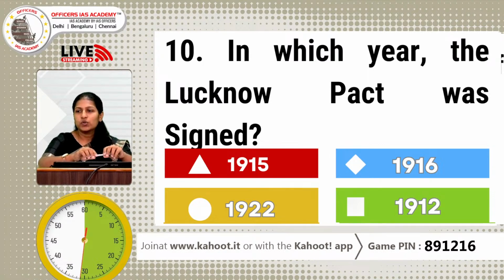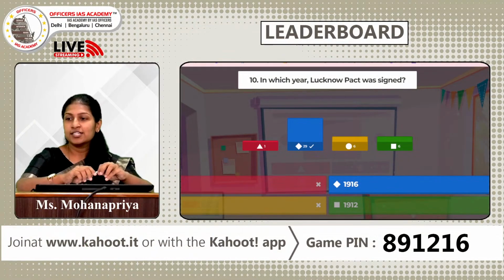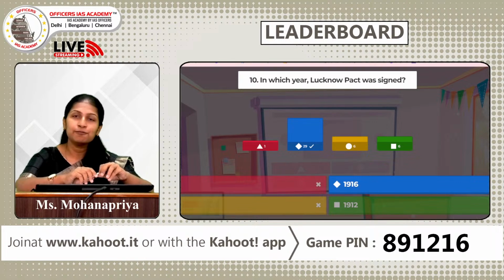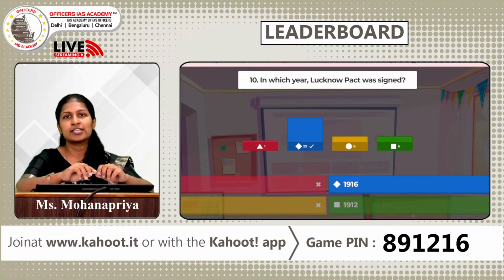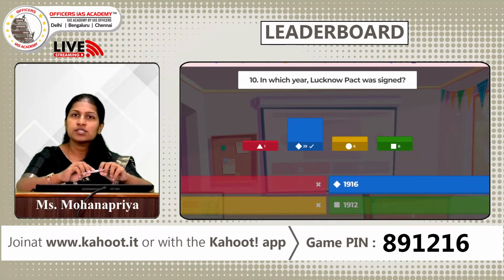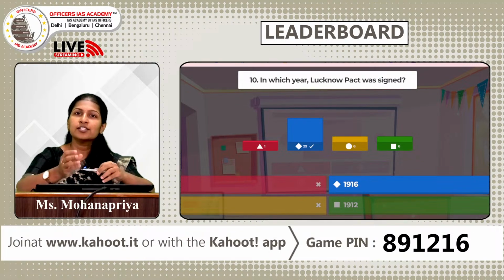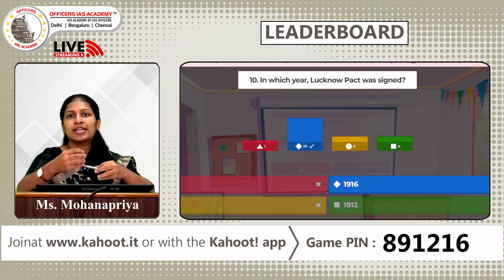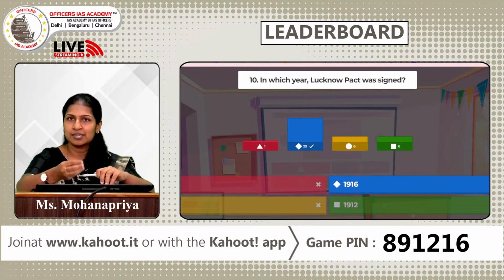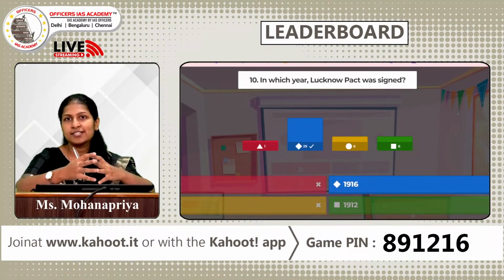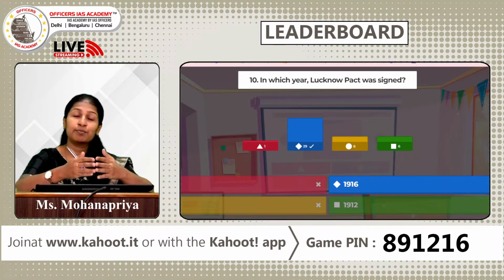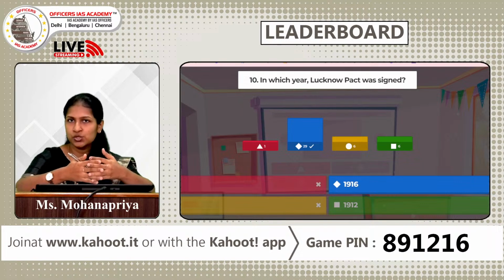Yes, now most of you have given the right answer for this question also. 29 of you have given the right answers. Good job. So yes, 1916 was the year in which the Lucknow Pact was signed. The Lucknow Pact was signed between the Indian National Congress and the All India Muslim League, and it in fact brought these two parties together. The Lucknow Pact promised separate electorates for the Muslims as well as increased representation. So this is why this pact is very, very significant, and it played an important role in bringing these two parties together. And it was signed in the year 1916.